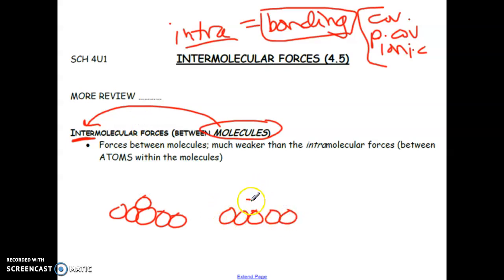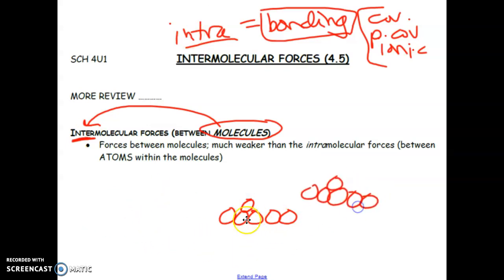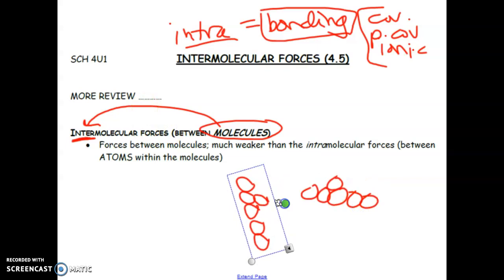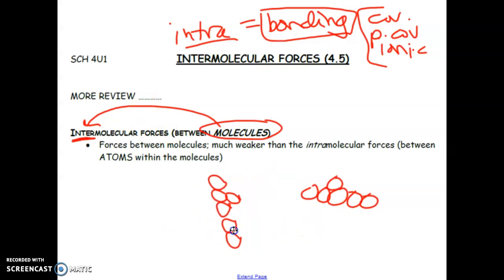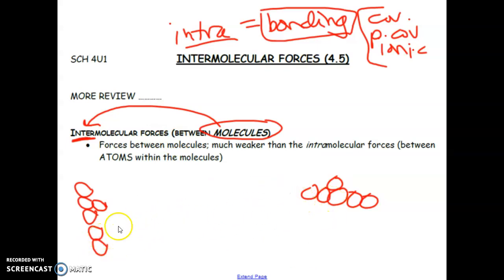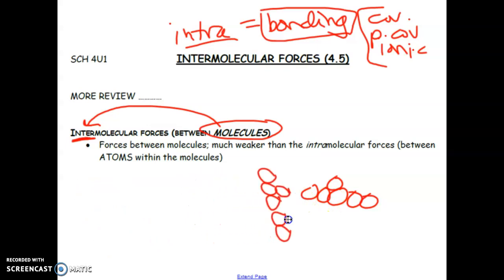Let's say I have this particle and this particle. I'm talking about how they are interacting with each other. Are they attracted to each other? Are they not attracted to each other? Essentially we're talking about the space between particles. The more space between particles, the less attraction these two will have for each other. The less space between particles means that they have a higher attraction.